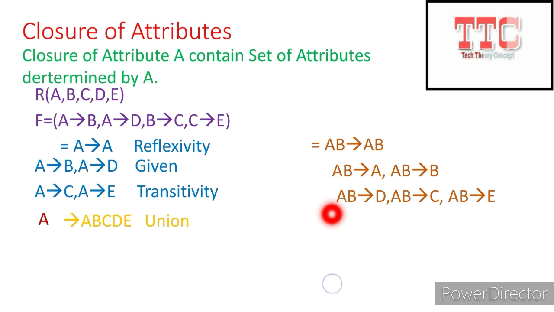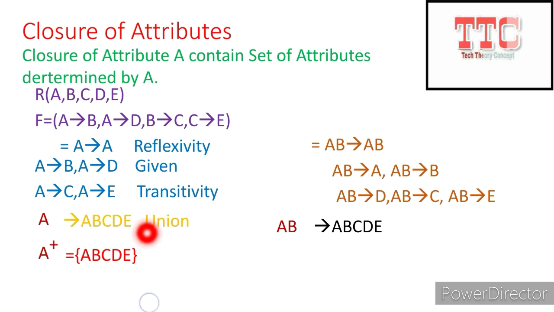Now if we combine these attributes by using the union rule, we will have a functional dependency, that is A, B determine A, B, C, D, E. If we write the closure of attribute A, we can denote it as A plus, A superscript plus, and we write how many attributes we can determine by using A. So here we can say that using the union rule we can determine all the attributes present in this relation, that is A, B, C, D, E. So the closure of attribute A is A, B, C, D, E.